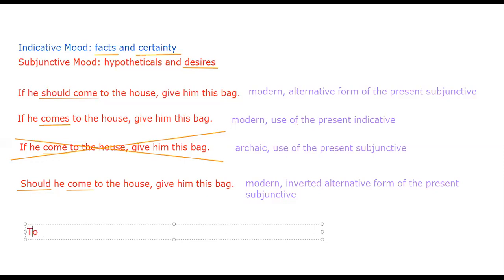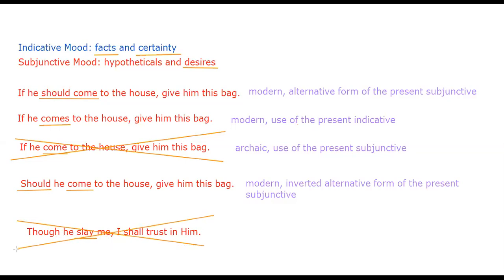So I forgot what Bible verse this is, but it says, though he slay me, I shall trust in him. Him referring to God. So here we have slay instead of slays. This is a subjunctive here, a historic form of the present subjunctive that's being used in the Bible after though. Normally we don't use the subjunctive after though anymore. So this is also outdated.